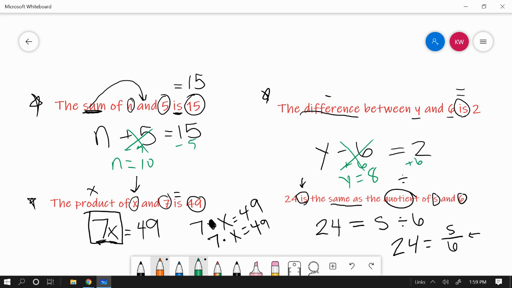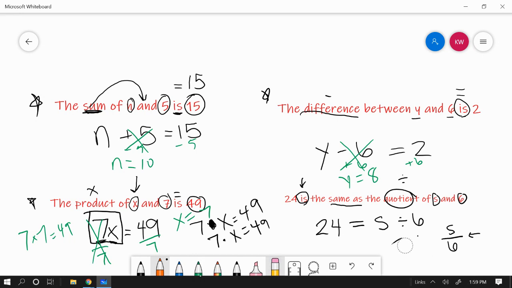This one, 7 times x is 49, so the opposite of multiplication is division. So dividing by 7 will get rid of the 7, not the x, and we're going to divide this side by 7. We get x equals 7 because 7 times 7 equals 49. And then over here we have the division symbol. The opposite of divide is multiply.